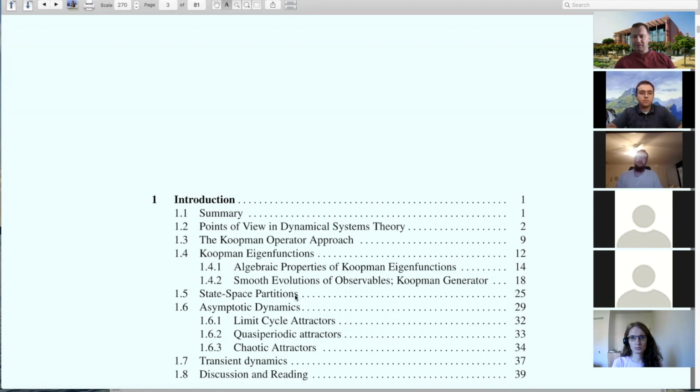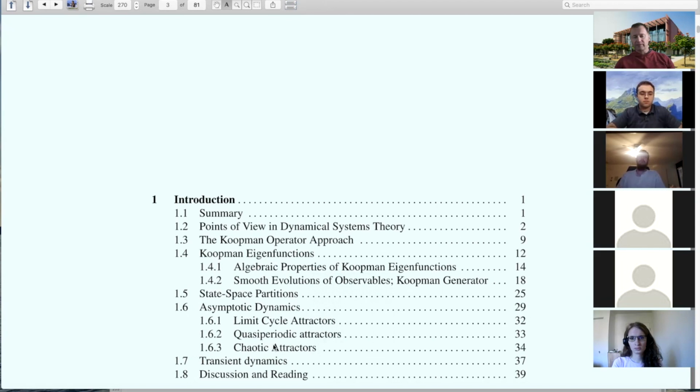There's a concept that in previous classes on dynamical systems you probably didn't see, and that is the concept of partitions of state space. It plays a very prominent role in this particular theory and provides you a slightly different point of view on the geometry of dynamical systems.